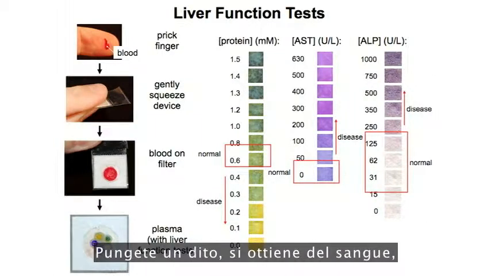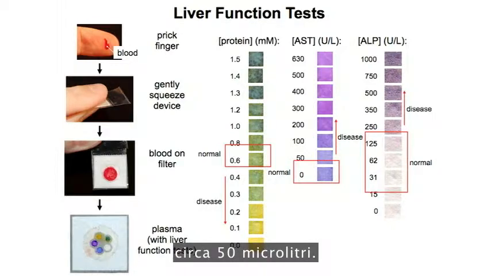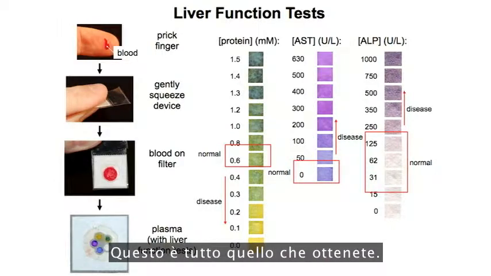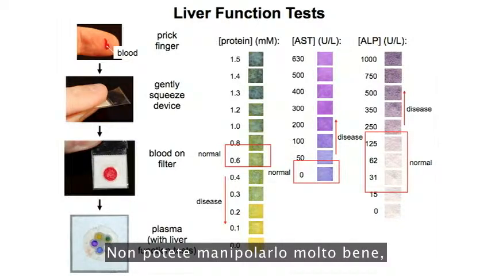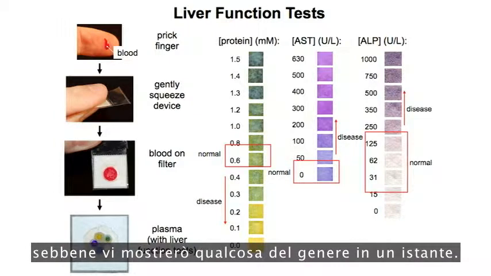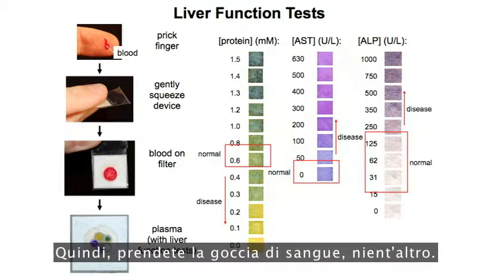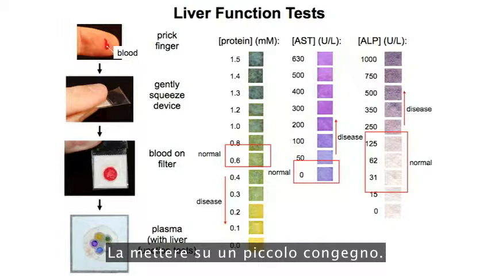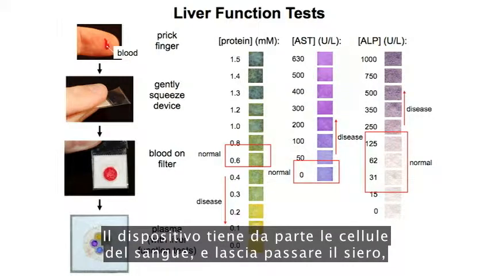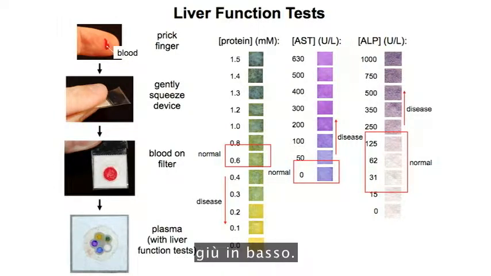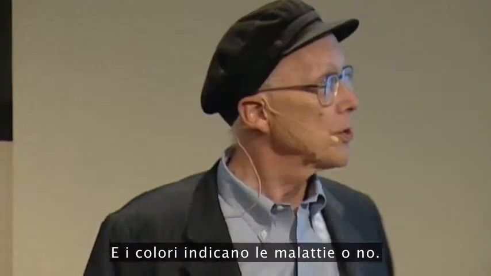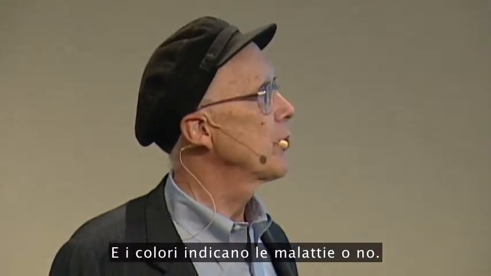Prick a finger, you get some blood, about 50 microliters. That's about all you're going to get, because you can't use the usual sort of systems. You can't manipulate it very well, although I'll show something about that in a moment. So you take the drop of blood, no further manipulations, you put it on a little device. The device filters out the blood cells, lets the serum go through, and you get a series of colors down in the bottom there. And the colors indicate disease or normal.